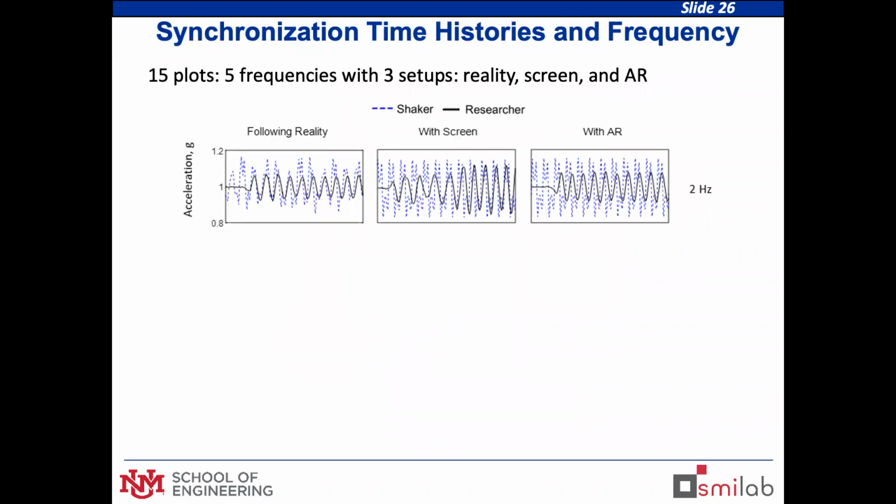We do 5 frequencies and 3 setups: reality, screen, and AR. This is one of them at 2 Hertz. The blue is the shaker, which is a low frequency, so the Arduino is not so great for that one, but it's good enough for our frequency domain. That's why you have this strange data here. We are very comfortable looking at this data, so I'm just telling you, it's good for what we're trying to do. And then the black is, well, it's not my hand, it's the student doing the experiment. You can see how humans are already much better when you move them at low frequency.